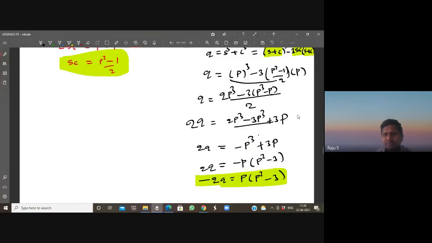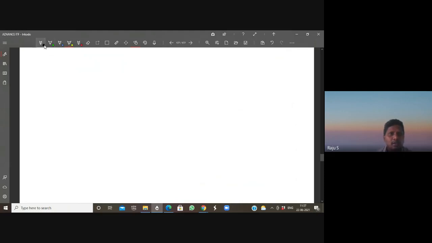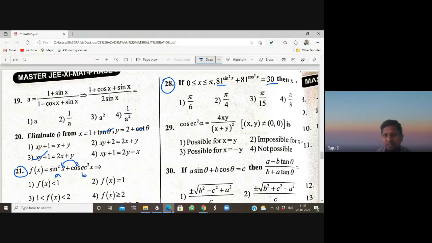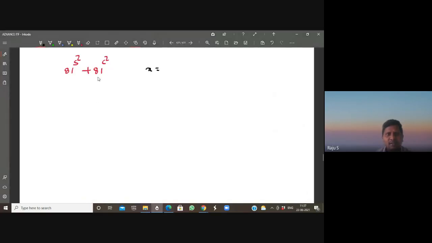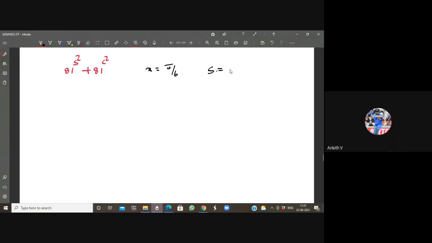A simple option verification alone you can do it. 81 power sine square plus 81 power cos square. Then if I take x value, for example, different options are given, 45 like that. Okay, when I take 30, first option 5 by 6. What is sine 5 by 6? Sine 30, 1 by 2.